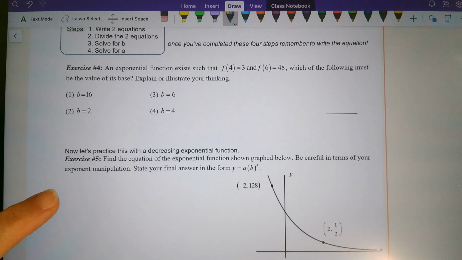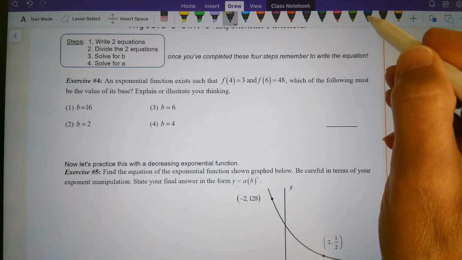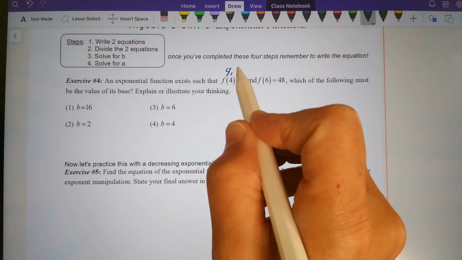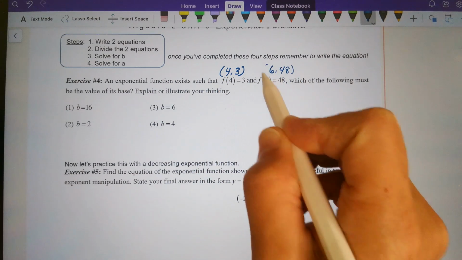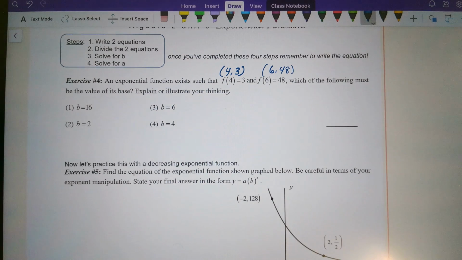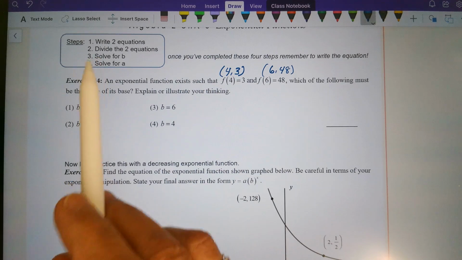Next, exercise number 4, an exponential function exists such that f of 4 equals 3 and f of 6 equals 48. This is the point 4, 3 and the point 6, 48. Which of the following must be the value of its base? So we want to find the base. So we'll stop at step 3 for this.